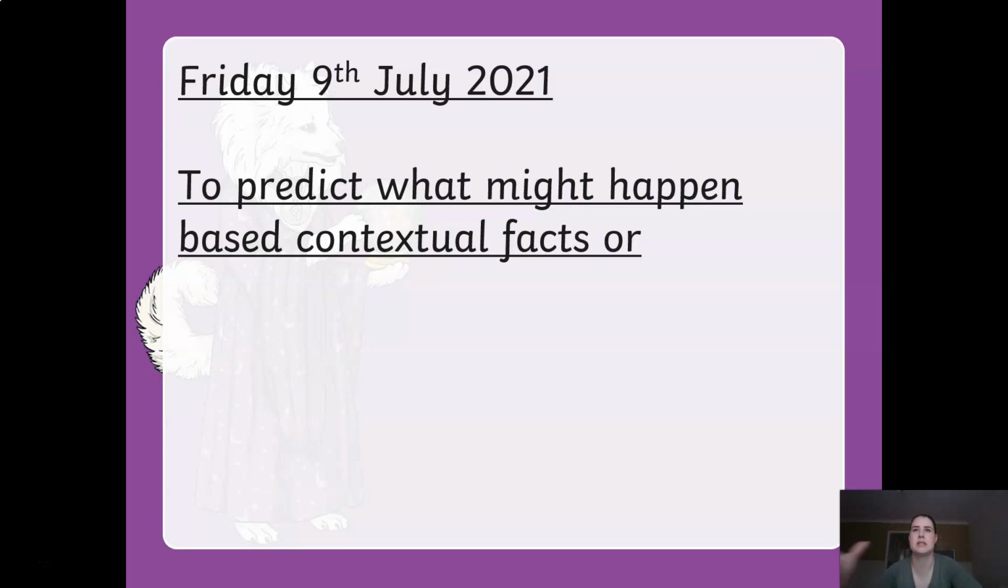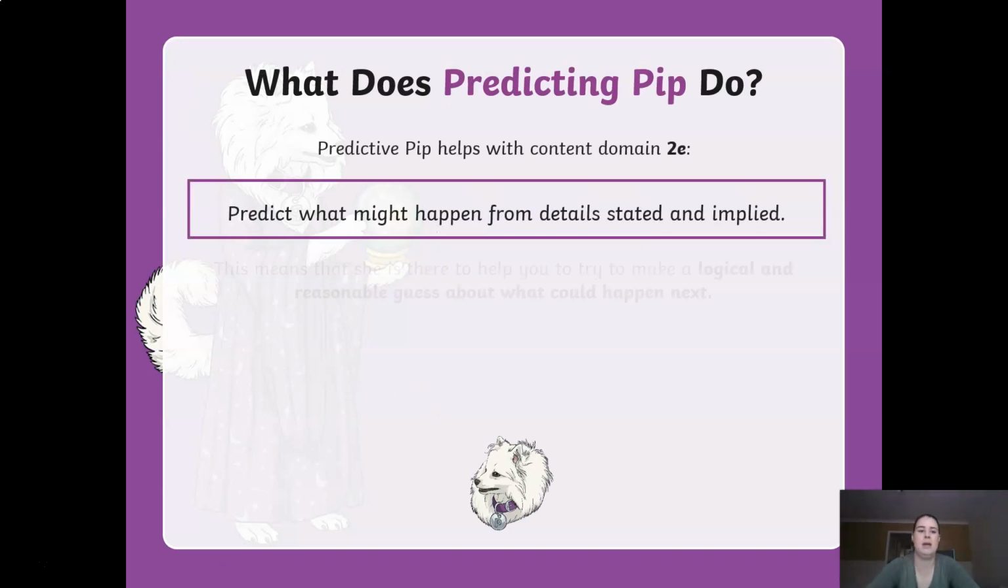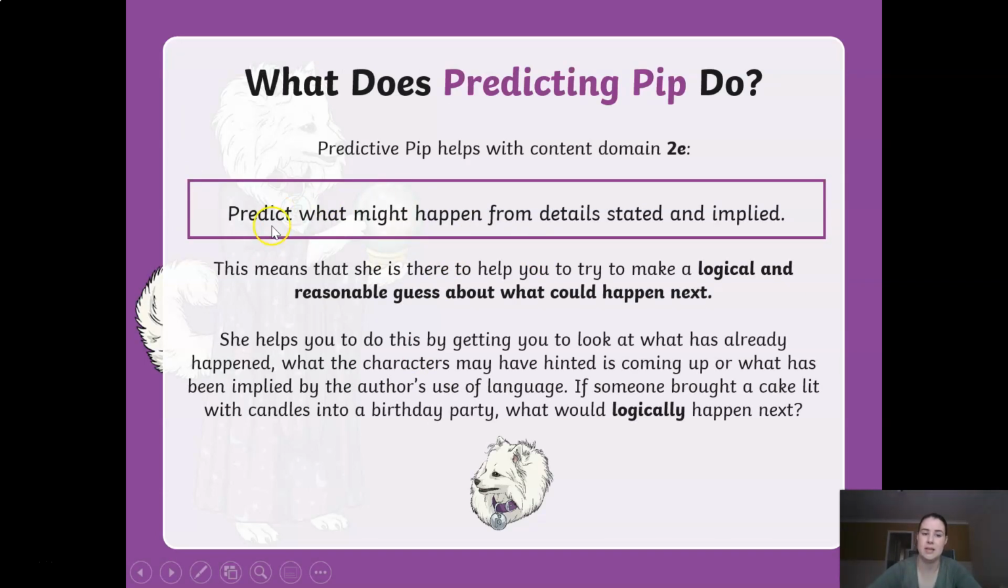So it might be to predict something that happens next within a story. So we're going to have a look at prediction for today. So predicting helps us with this skill here: to predict what might happen from details stated and implied. When you imply something, it's when you suggest something. So it means that we're going to look at a text and make a logical and reasonable guess about what could happen next.